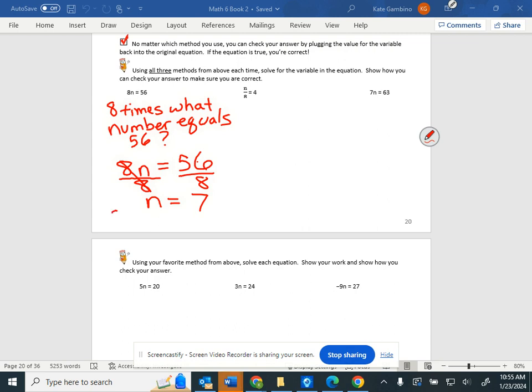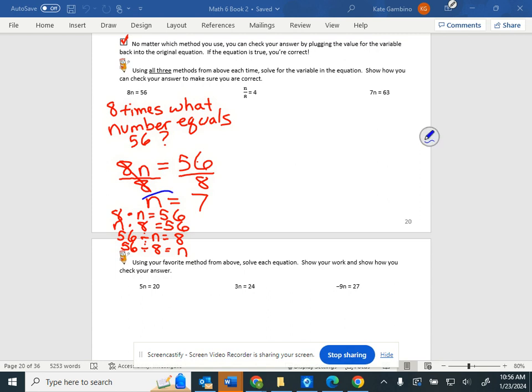So I could say 8 times n equals 56. N times 8 equals 56. 56 divided by n equals 8. 56 divided by 8 equals n. So that's writing out all three methods. Then I have to go back and I have to check my answer.